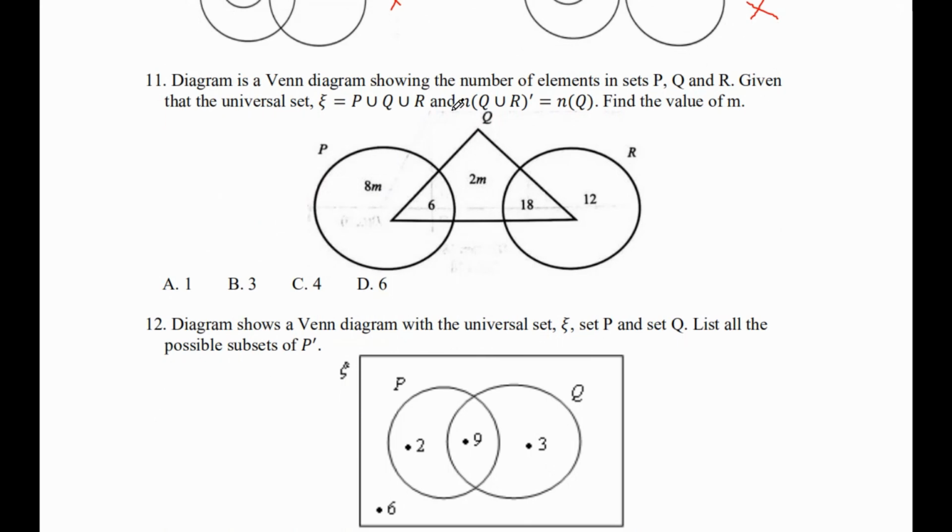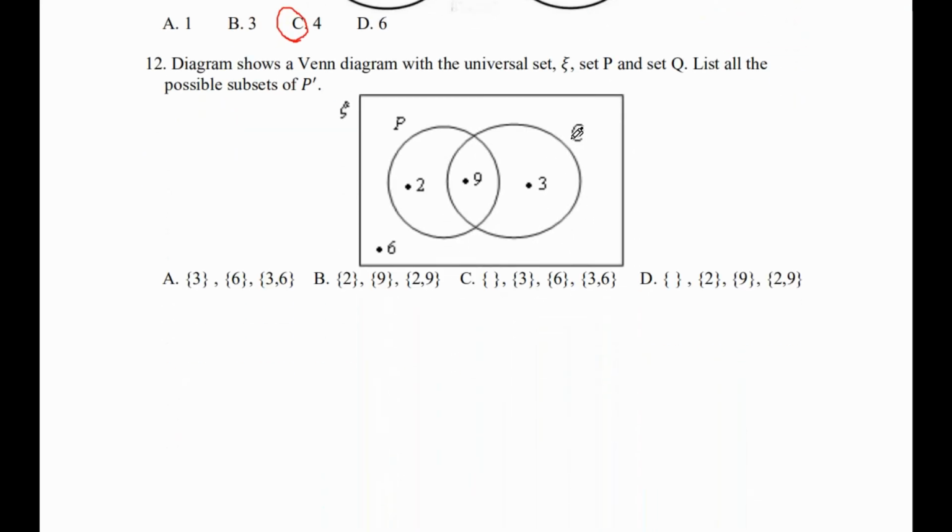Number 11. Okay, the number of elements of (Q union R) prime. So Q is this one, union R combined with R. So these four regions. Prime means outside, so outside of these four regions will be 8M. So 8M equals the number of elements in Q. So Q is this triangle: 6 plus 2M plus 18. Okay, we rearrange the equation. So 6M equals 6 plus 18, 24. So M equals 4. C.